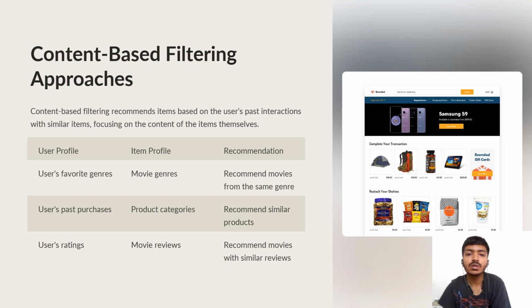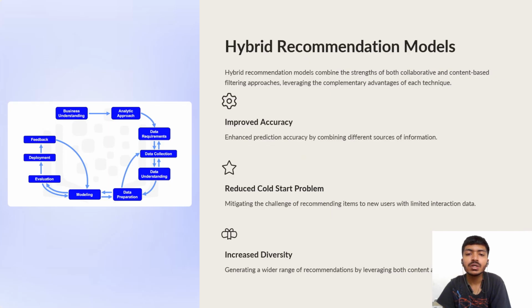Then we have similarity calculation, the process of measuring how similar items are to each other or to a user's profile. For example, calculating the cosine similarity between a user's profile vector and an item's feature vector to determine how closely they match. Then we have keyword-based filtering, a simple content-based filtering approach that uses keywords to represent items and match them to user preferences. For example, recommending articles to the users based on the presence of common keywords in the articles and the user's reading history.